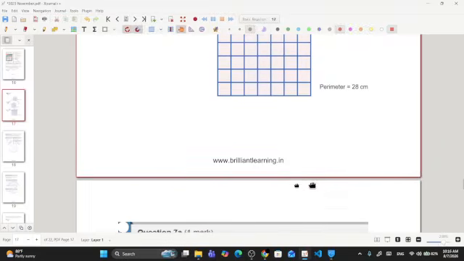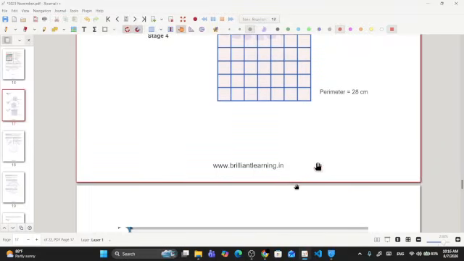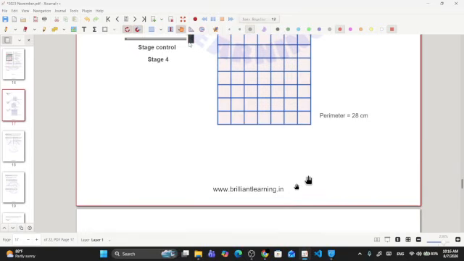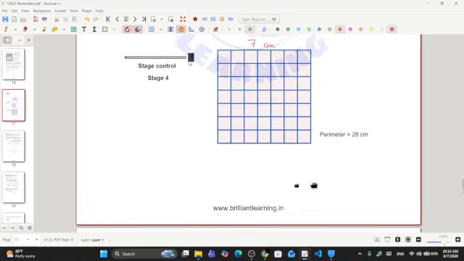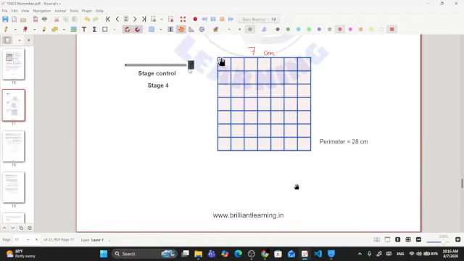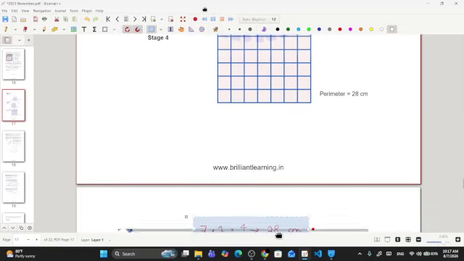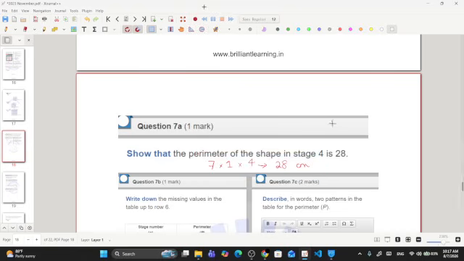All right, not too difficult. In stage 4, the shape is a square grid with a side length of 7 centimeters, right? So if each length of one square is 1 centimeter and there are 7 squares, I should know that 7 multiplied by 1 multiplied by 4, because there are 4 external sides, becomes 28 centimeters. So we had to prove that this is equivalent to 28 centimeters, and that's how we prove it.